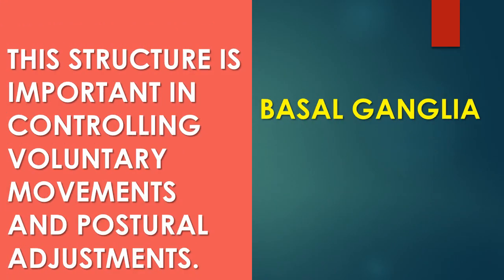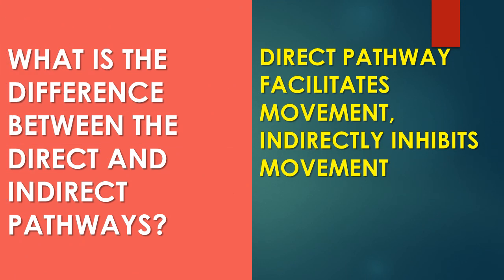This structure is important in controlling voluntary movements and postural adjustments. Basal ganglia. What is the difference between the direct and indirect pathways? Direct pathway facilitates movement, indirect pathway inhibits movement.